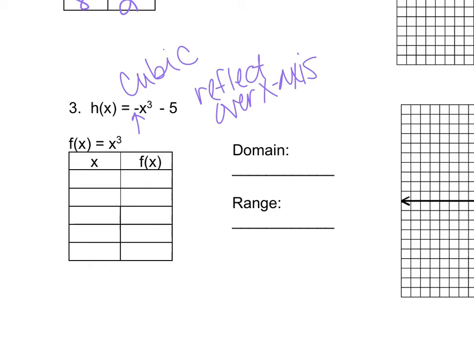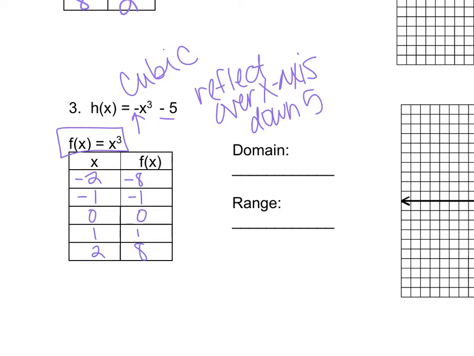And then we have a minus 5. There's no parentheses, so that's going to be going down 5 units. I'm going to go ahead and fill in my parent function chart that we just looked at up at the top, which was x cubed, and those points were -2, -8, -1, -1, 0, 0, 1, 1, and 2, 8.